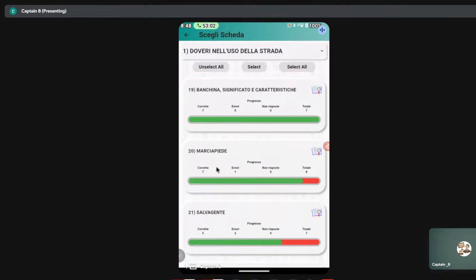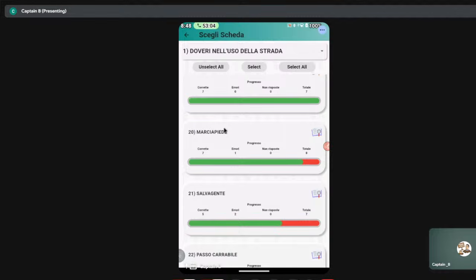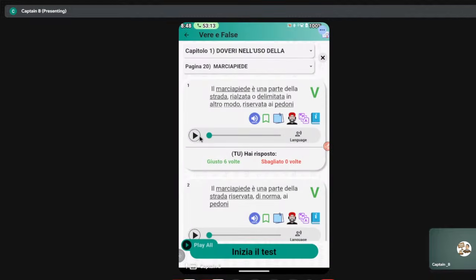All right, so let's go to 20. Marciapiede. What do you mean marciapiede? Which is the pedestrian part. Okay? Marciapiede is the pedestrian part. Marciapiede is different from attraversamento pedonale. The attraversamento pedonale is the pedestrian crossing part. Okay? Marciapiede is the lane reserved for pedestrians.